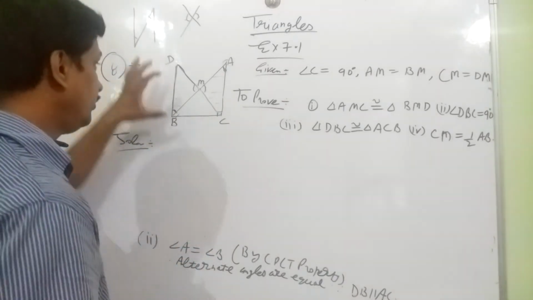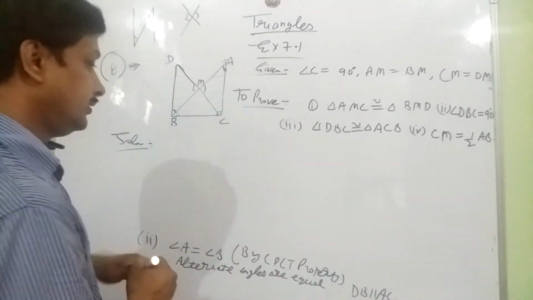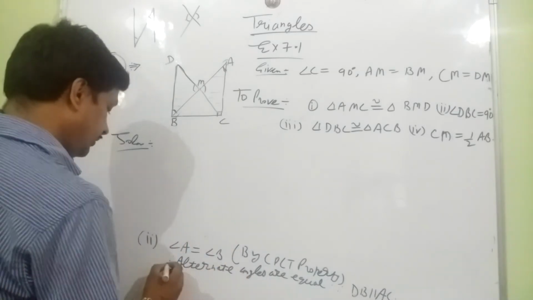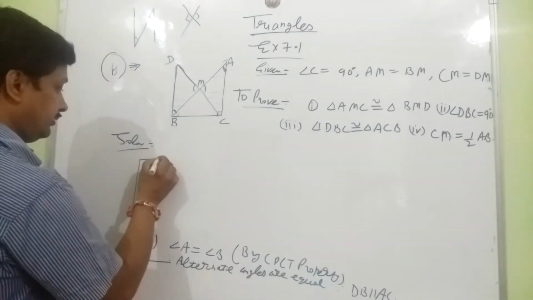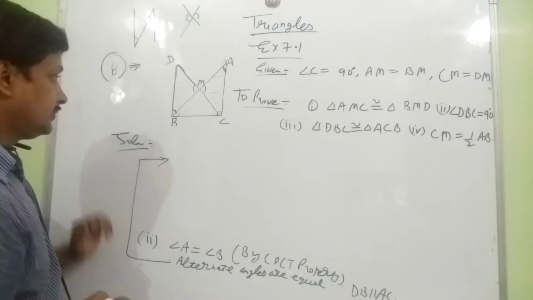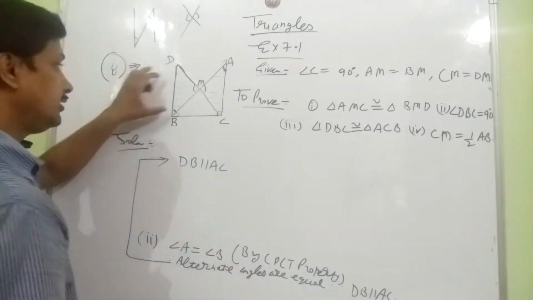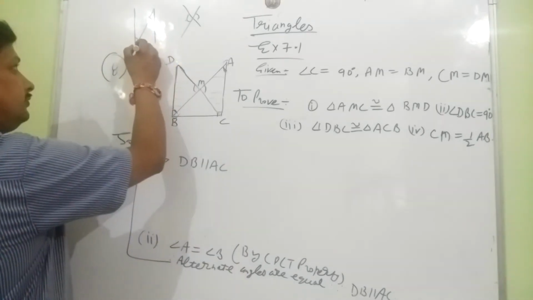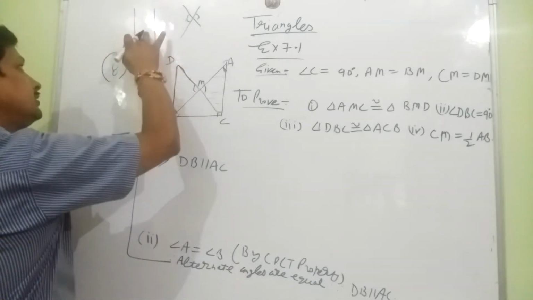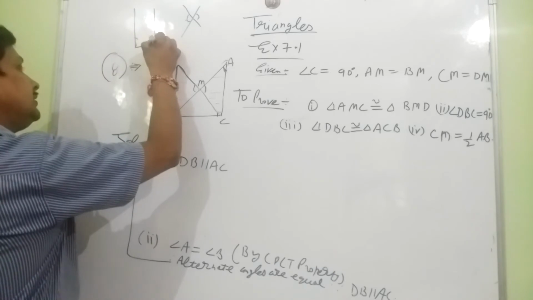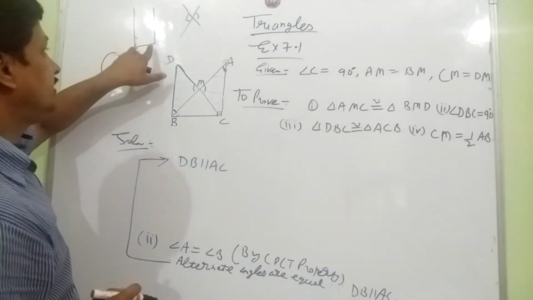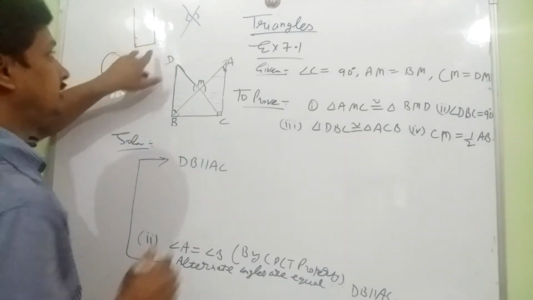So we have proved DB is parallel to AC. After this, we are doing here. So DB is parallel to AC. We have proved DB is parallel to AC. Now, dear students, if I remove this line and join this, then that time this will be the transversal.